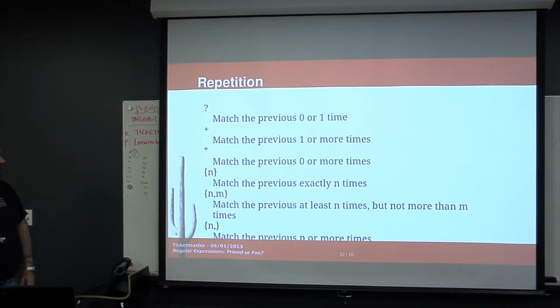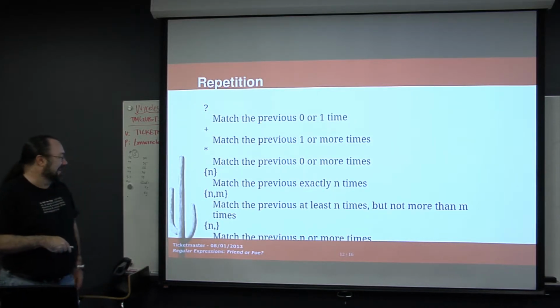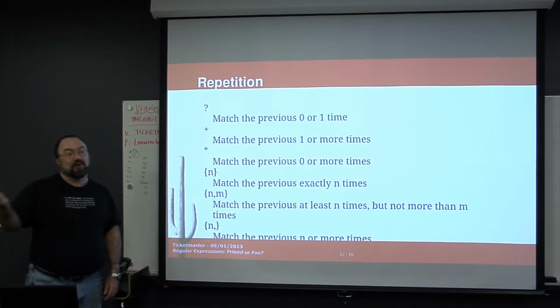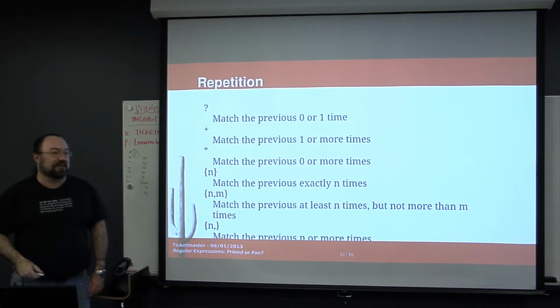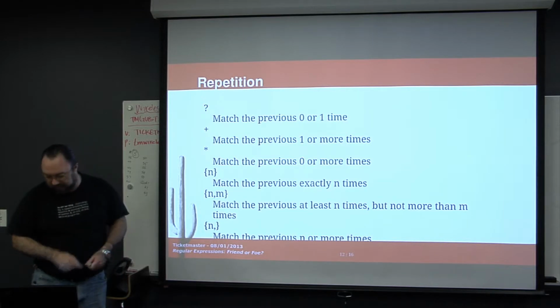And then n with just a comma, nothing after it, matches the previous n or more times. So it's kind of similar to the plus, where n is 1. But in this case, you can set n to be 10. So you can say 10 or more. So it will match at least 10 times, but it will also match 11, 12, 20, 100, 1,000 times. All right? Does that make sense to everybody so far?